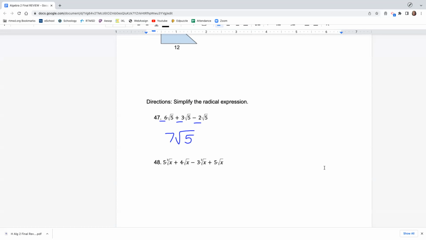All right, and then for 48, these are not all the same, but we have like terms. 5 cube root of x minus 3 cube root of x can be combined together into 2 cube root of x, and then 4 square root of x plus 5 square root of x would be 9 square root of x. Again, that order could be different on the answer key for the final. The order might be in the opposite, which is fine.